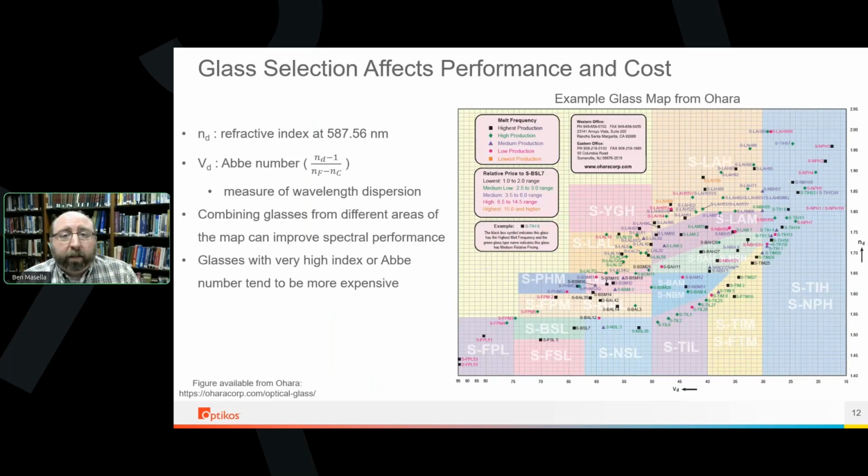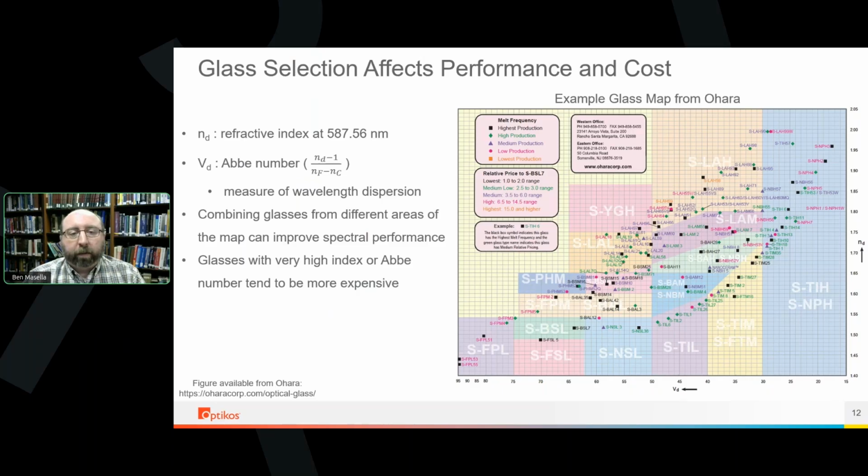And this is important because glass selection will eventually affect performance and cost of the system. There's a wide range of glasses available in the visible spectrum. This is an example of what we call a glass map from O'Hara Glass. There's a number of different glass vendors, and they all have similar types of glasses available. And what's important here is that the index of refraction of the glass varies significantly depending on the type of glass that you choose, but also the amount that the index of refraction changes over wavelength, or its dispersion, also changes. It can also be tuned by the glass manufacturer.